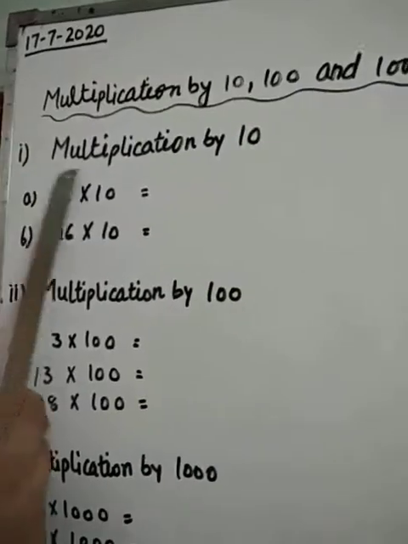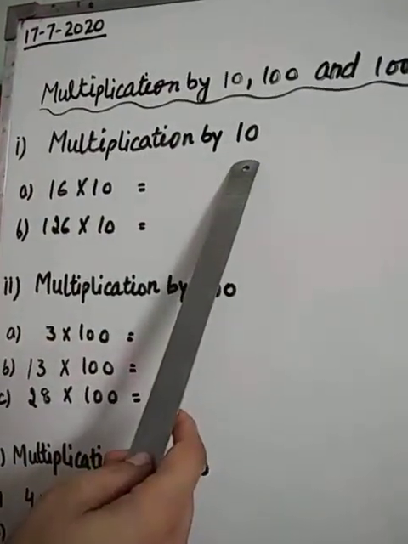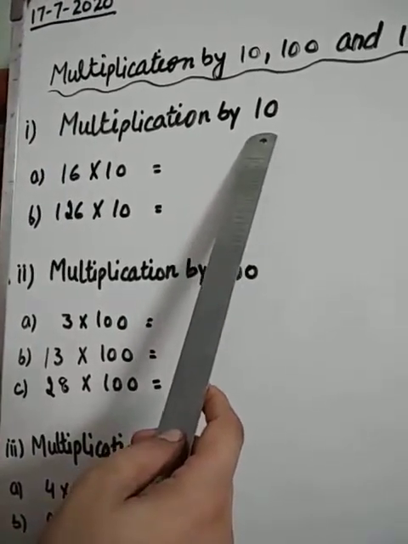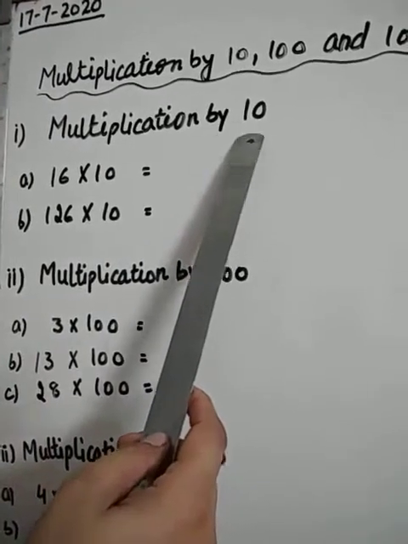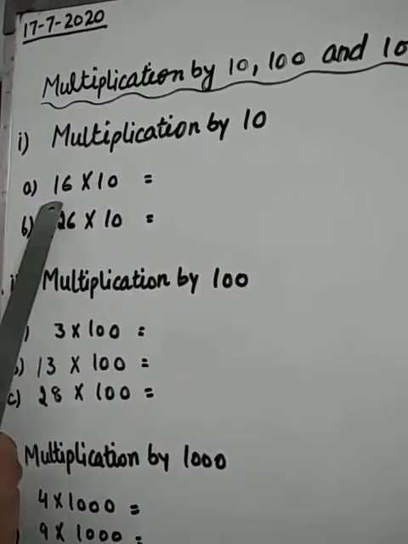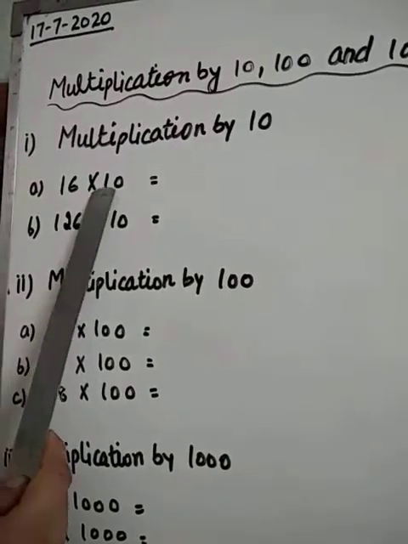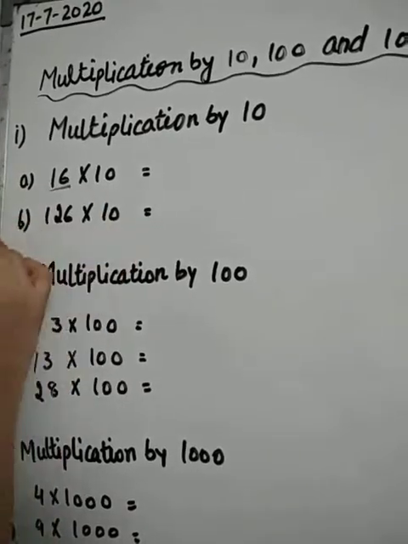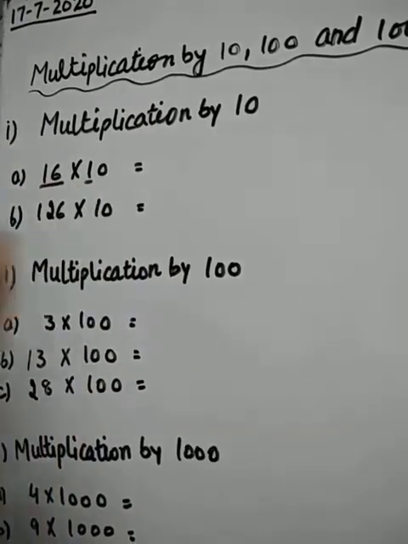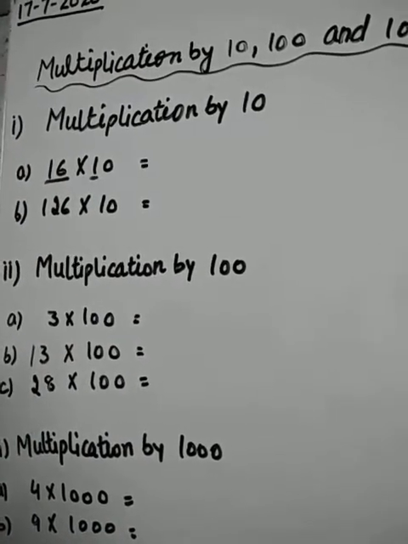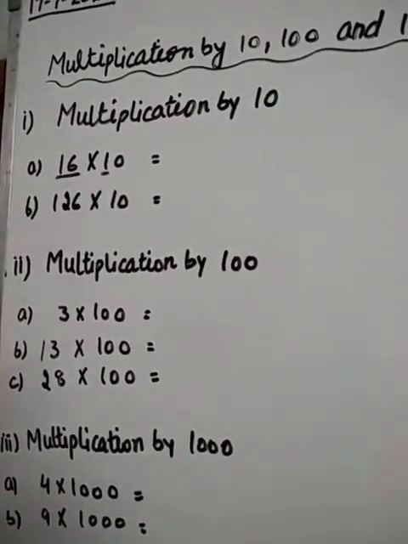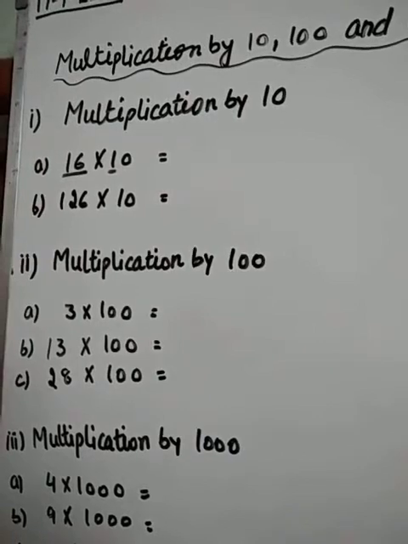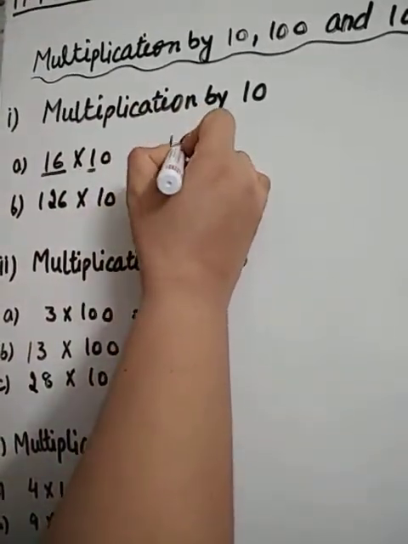Now the first is multiplication by 10. You can see how many zeros are there? In 10 there is only 1 zero. So now read the sum. A part, 16 into 10. What will be our first step? First I will multiply 16 by 1. I hope you can give the answer. 16 ones are 16. So I will write here 16.